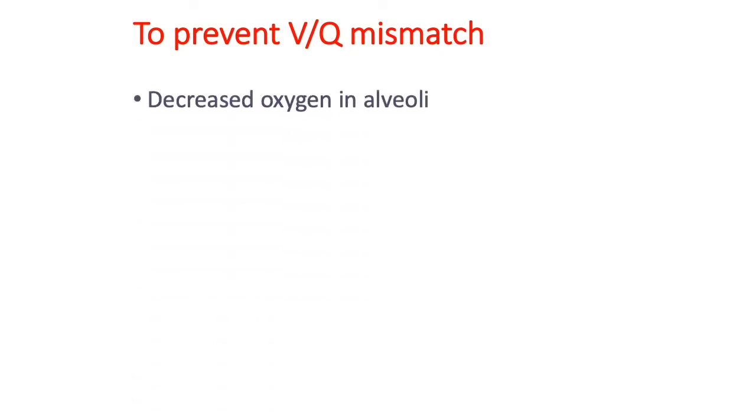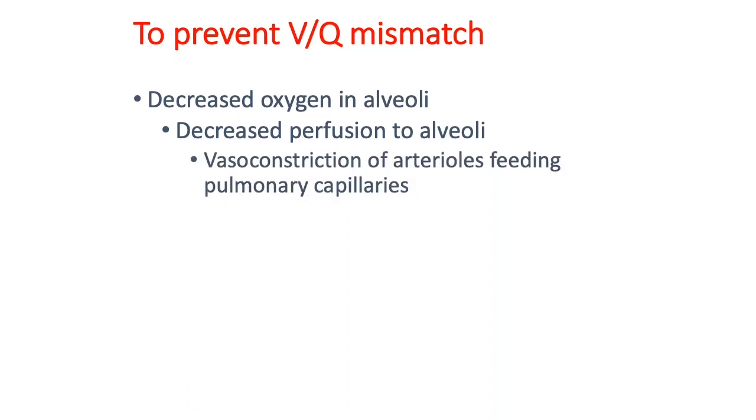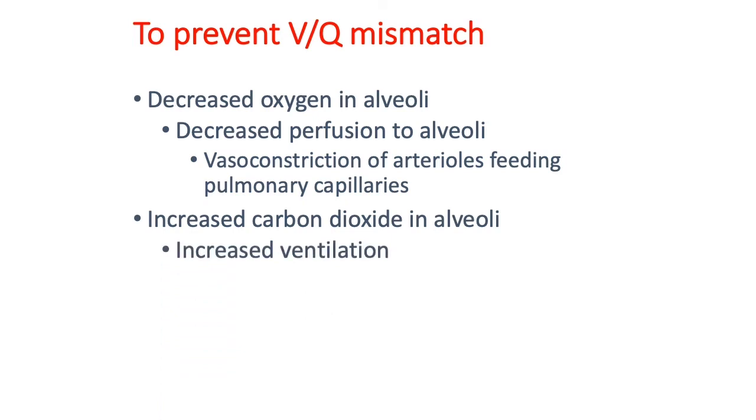The first situation is if you have decreased oxygen in the alveoli. If decreased oxygen in the alveoli occurs, you will want to decrease perfusion to those alveoli. The way that you can decrease perfusion to the alveoli is through vasoconstriction of the arterioles feeding those pulmonary capillaries. An increase in carbon dioxide in the alveoli will bring about an increased ventilation. This will occur through bronchial dilation of the bronchioles.